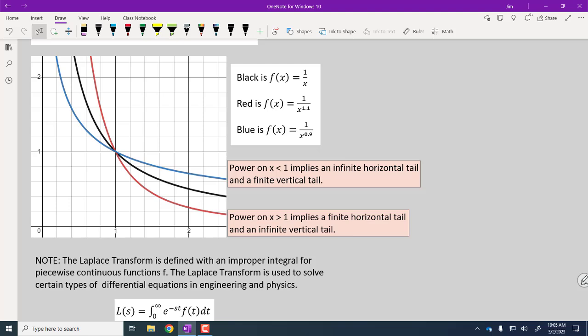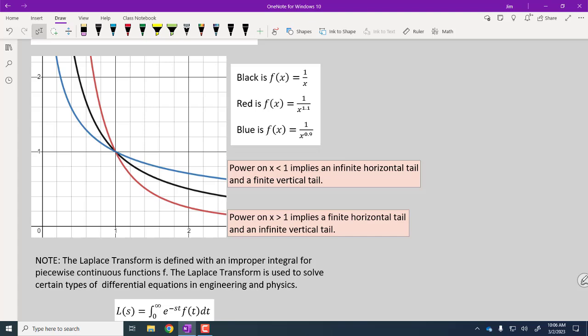So the function 1 over x is going to be that sort of threshold function, and we're going to look in the denominator and compare the exponent to 1. Bigger than 1, converge this way, diverge that way. Less than 1, diverge this way, converge that way. So they're just kind of opposites.